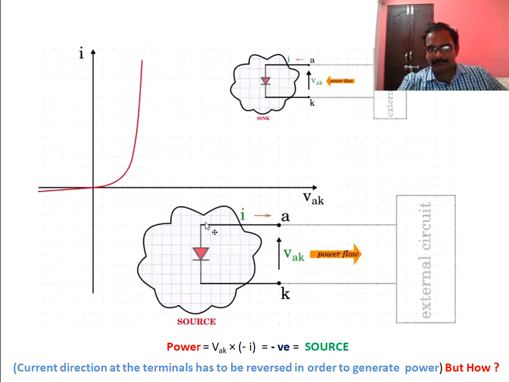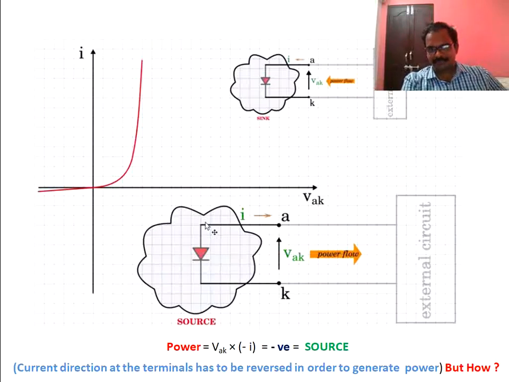In the top diagram, when the diode acts like a sink, the current is flowing from anode to cathode. In the fourth quadrant diagram, in order to make the diode a solar cell, I need to change the direction of the current from cathode to anode. I just reversed the current direction, so it becomes negative current. So the current direction at the terminal has to be reversed in order to convert the PN junction diode into a solar cell which generates power.